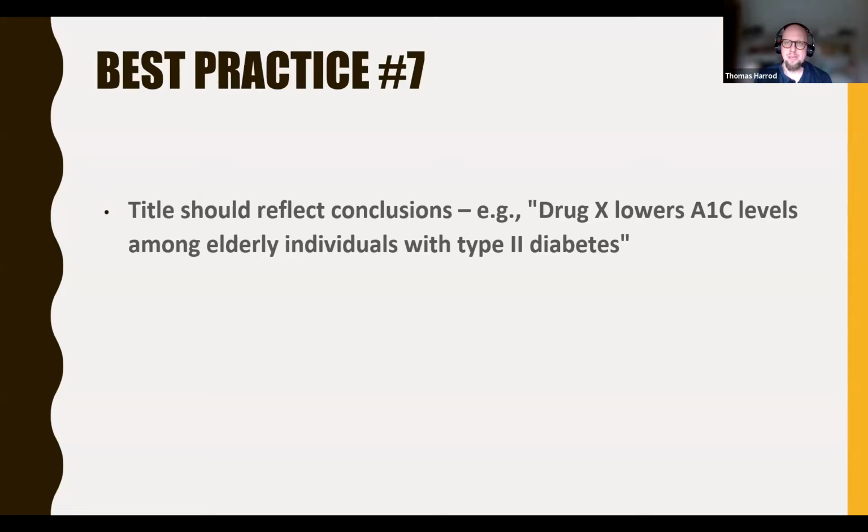And so if you have a title that's confusing or doesn't really convey accurately what your research was about, it kind of throws people off. But if your title reflects the conclusion, someone can read that and say, okay, I want to learn more about that. Here's my made up example. Drug X lowers A1C levels among elderly individuals with type 2 diabetes. If I'm interested in type 2 diabetes among elderly individuals, I'm drawn to this because I know what it's about. So that's kind of a best practice, the title reflecting very directly what the conclusions of the poster were.